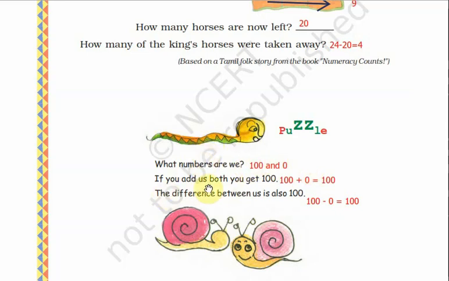See, if you add us both, you get 100. So 100 plus 0, how much? 100. The difference between us is also 100. The difference is 100 minus 0. 100 minus 0 is also 100. So the two numbers are 100 and 0.